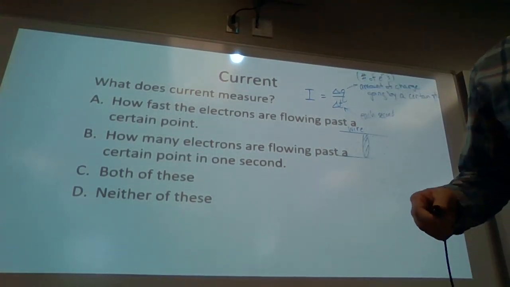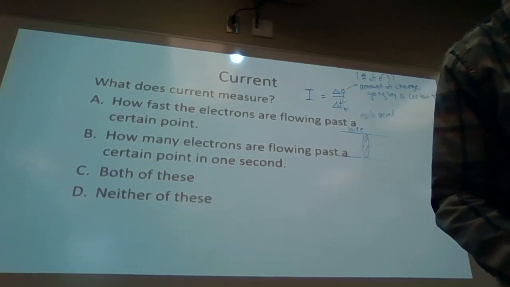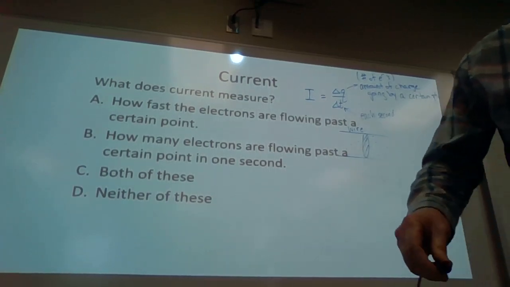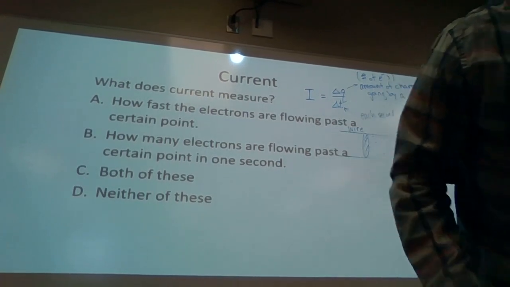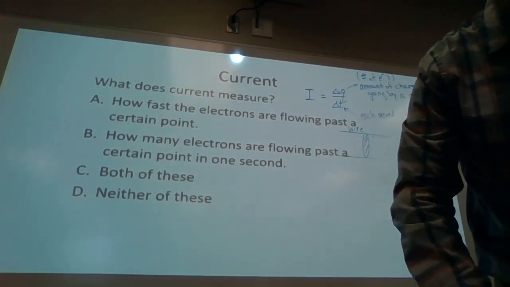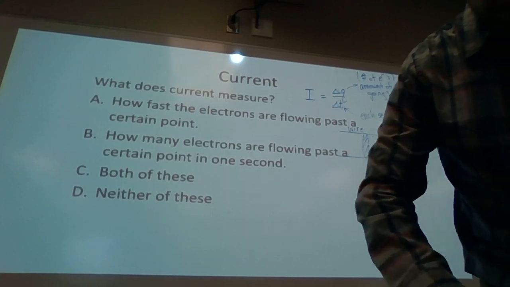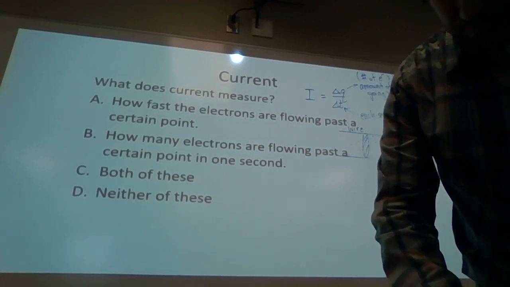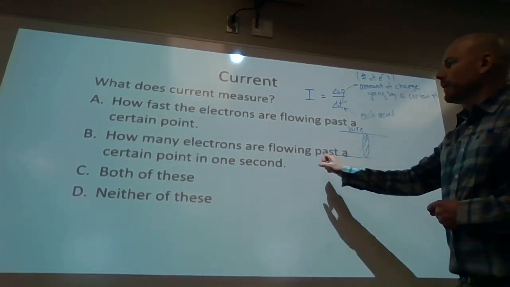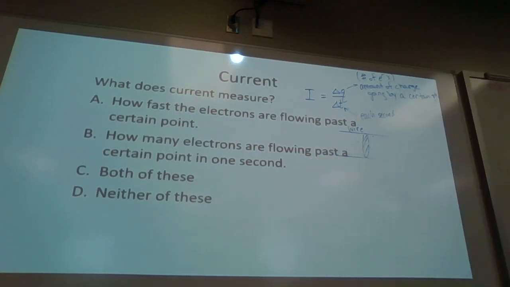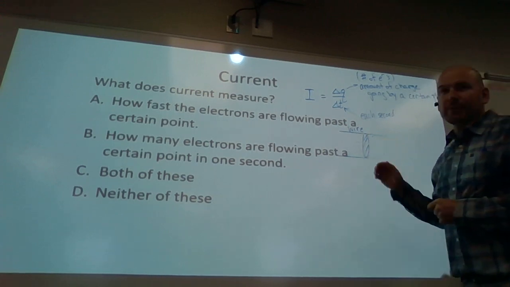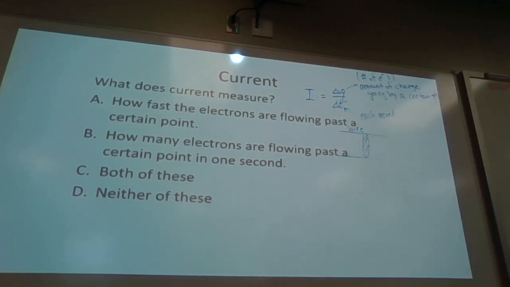All right. So, correct answer for this one is B. Only B. So, let's pretend. It counts how many electrons are going by this point every second. It does not depend on the speed.